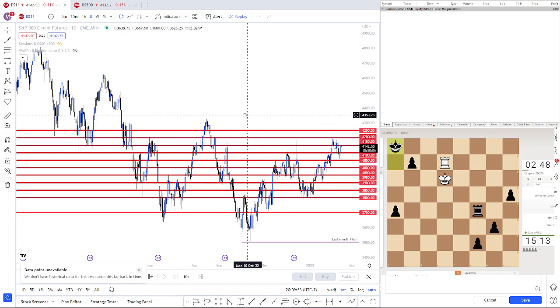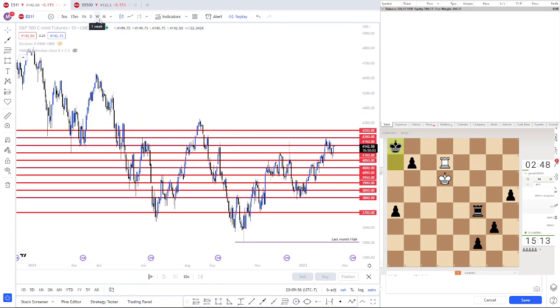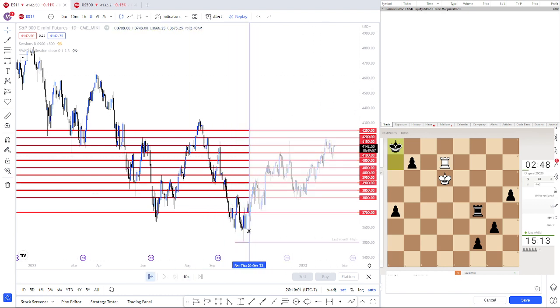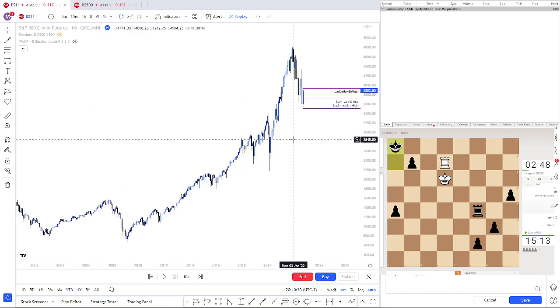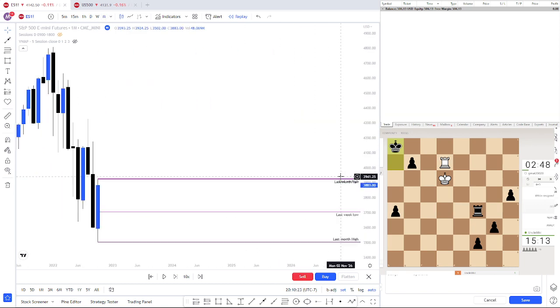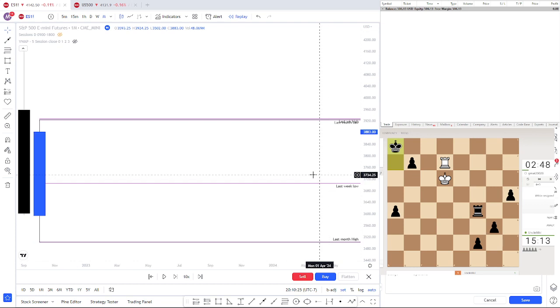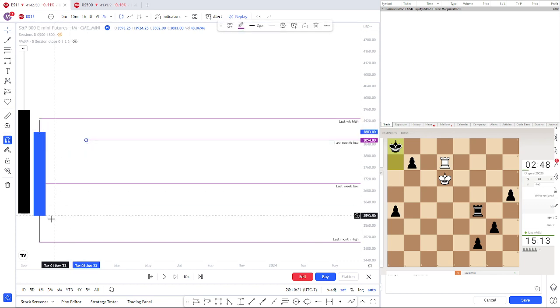What the hell? I clicked on the weekly. It's just being stupid. Let's go back. We're on what day? Last month high. How is that last month high? I need to go back and correct that. Let's go back to the monthly. How's that last month high? Is that the last month low? Haha, we switched it.